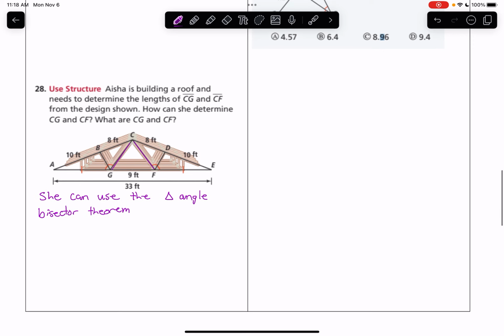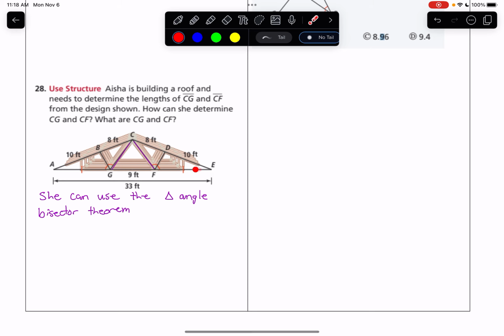So what we can do is we can use the triangles formed right here. Let's see, which ones would be good ones to use? Oh, we need some more pieces of information. We need to know how long these segments are. But that's easy because they're congruent. And we know the entire thing is 33 and the middle piece is 9 feet long. So we can do 33 minus 9, that's equal to 24. And then 24 divided by 2 equals 12. So AG is 12 and EF is 12.